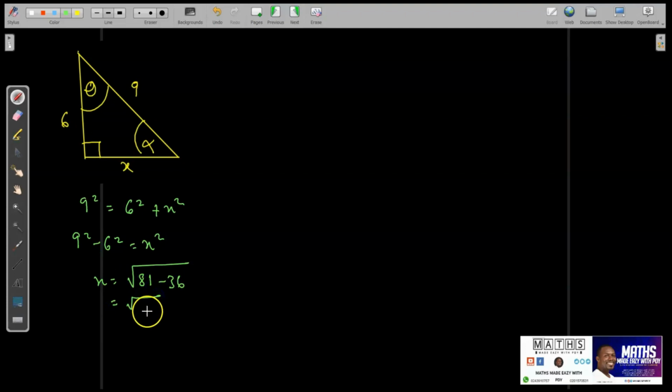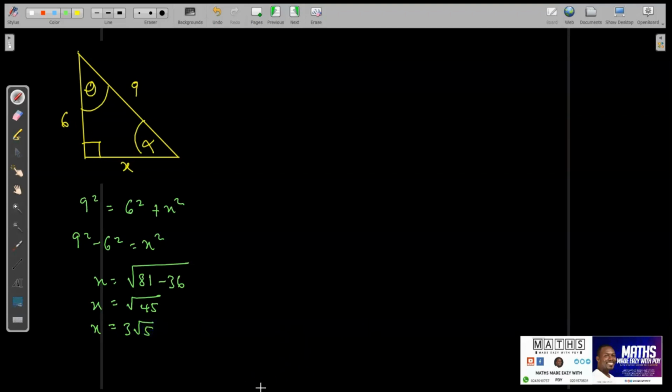Square root of 45. I believe 45. 6.3. All right, it's giving us a decimal. So I wouldn't advise you to leave the answer in a decimal form. But if you can leave the answer in surd form, that would be perfect. So x is equal to 3 root 5. Is it true?